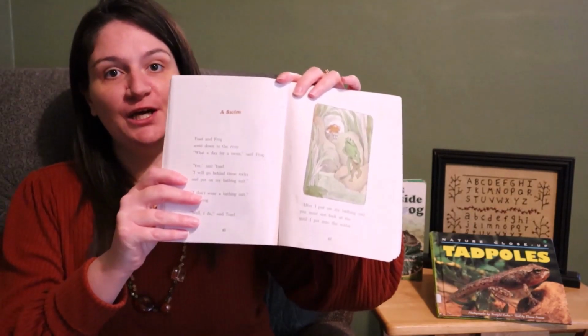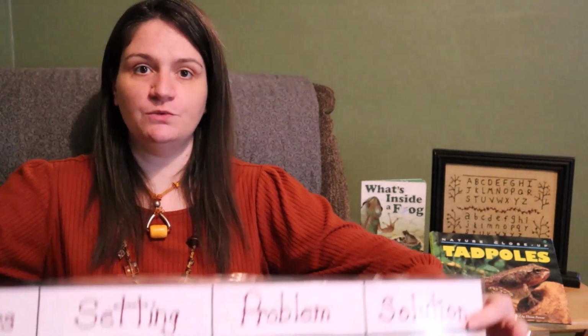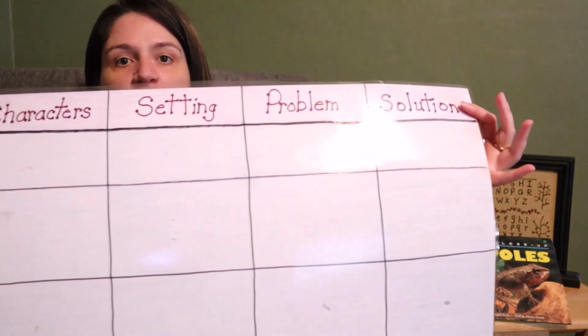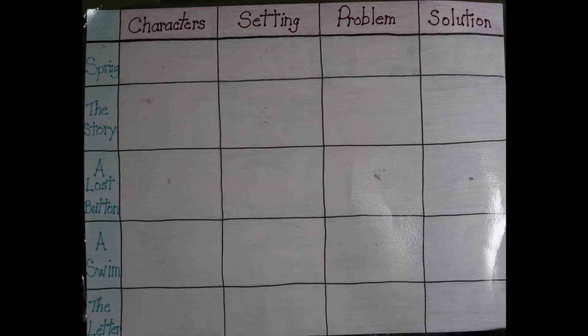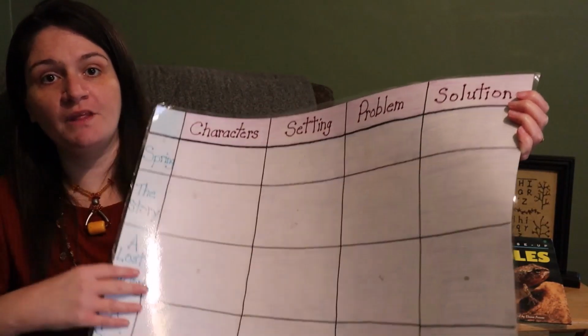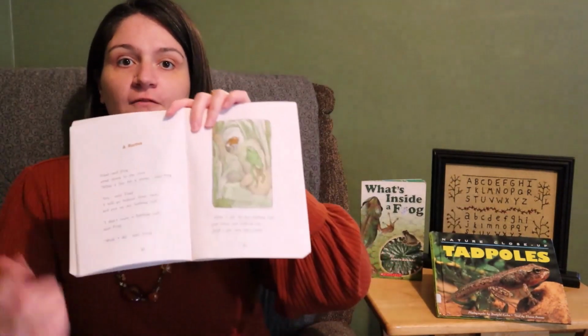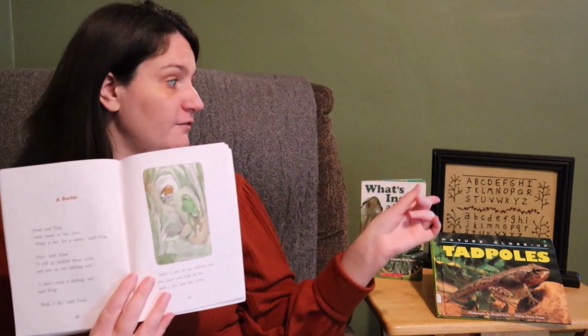The next day, we read A Swim from Frog and Toad. Just as a reminder, we were also continuing to review the important story elements from our Frog and Toad poster. So that would include the characters, the setting, the problem, and the solution. On this day, I also started connecting fiction and nonfiction.